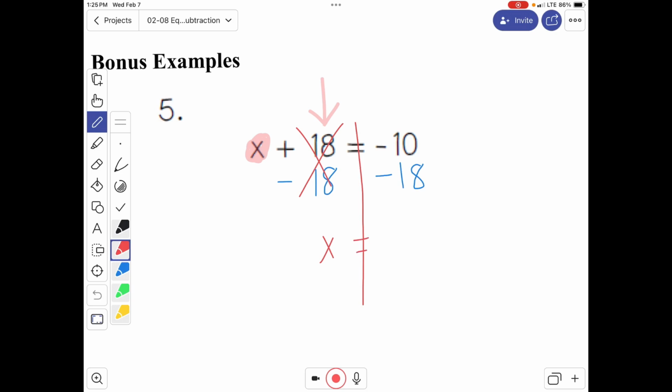The equal sign comes straight down on the wall, and this is a -10 minus 18, or a -10 and a -18. Since they have the same sign, remember the song, same signs add and keep. So we're adding those together. And since it was all negative, it stays negative. So x equals -28.